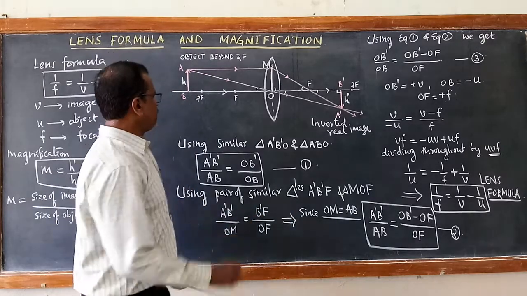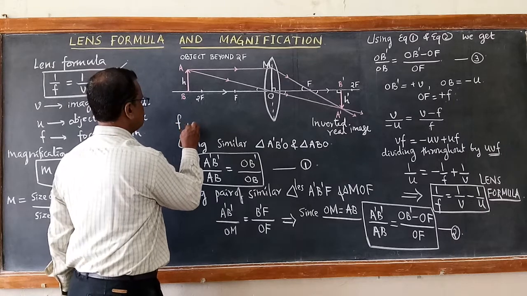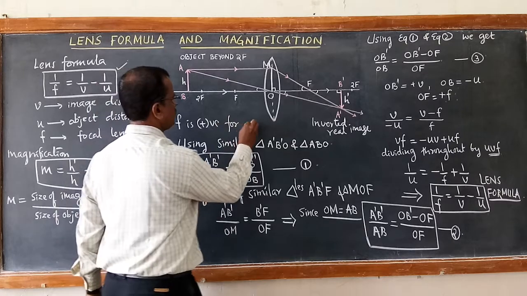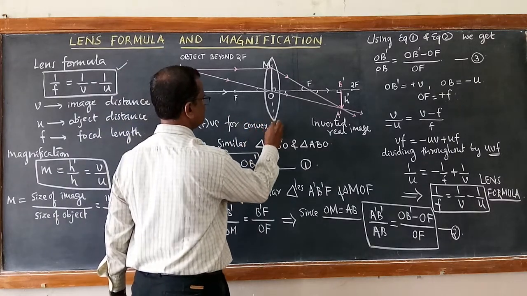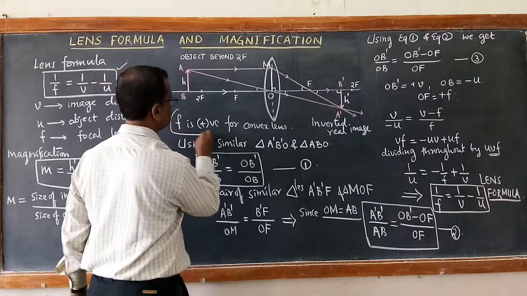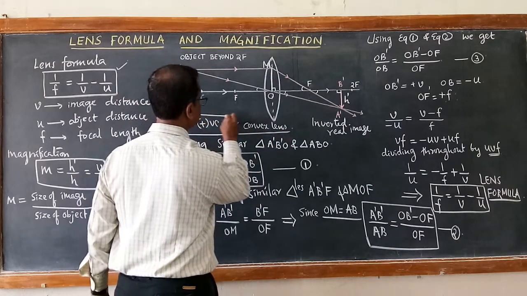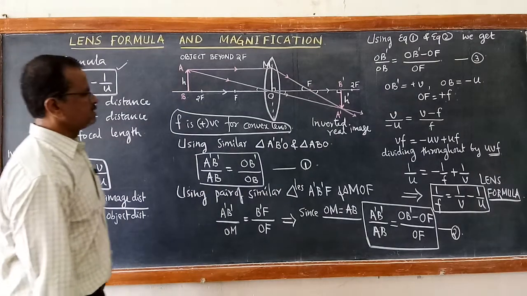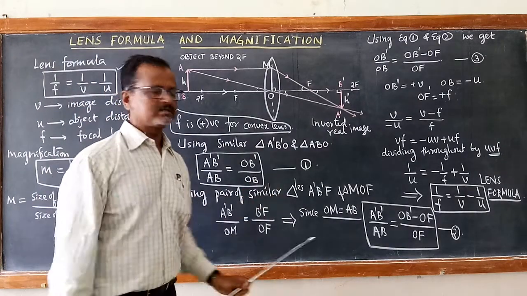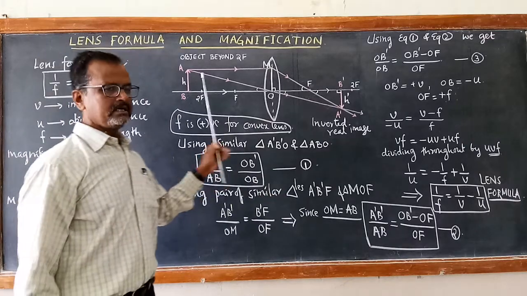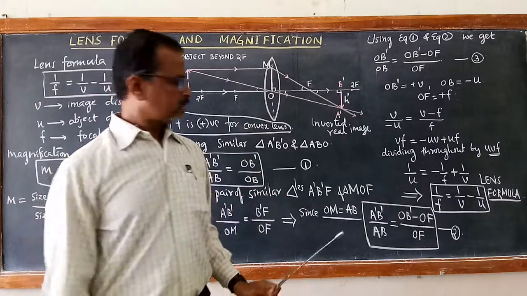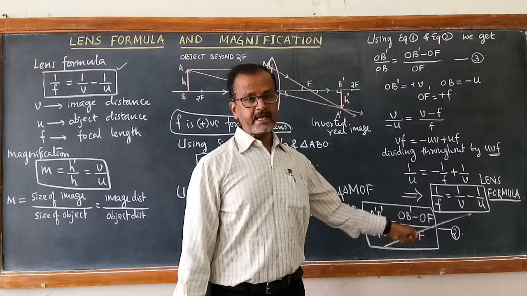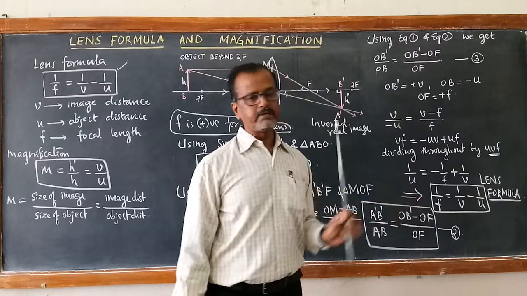And please remember, F is positive for convex lens. And what about concave lens? F is negative for concave lens. If F is positive for convex lens, F is negative for concave lens. And accordingly, we have to remember the sign conventions and we should go for solving the numerical problems.